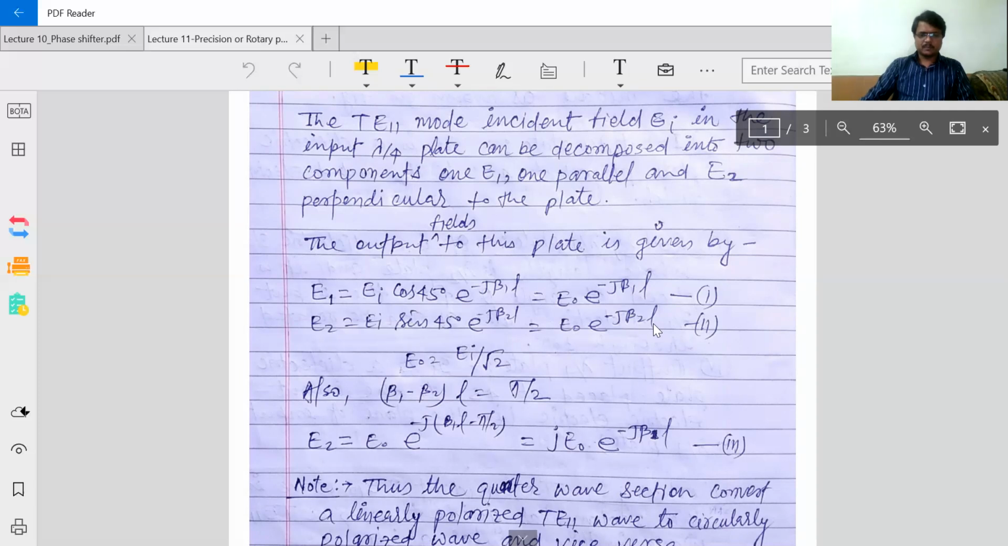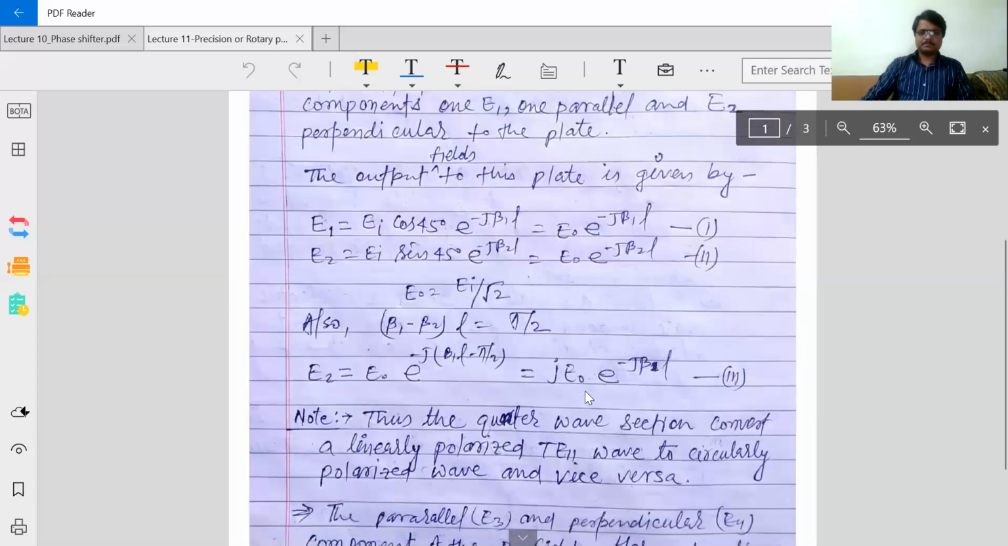Now, we have chosen beta 1 and beta 2 such that if it is multiplied by lambda by 4, it will come to pi by 2.